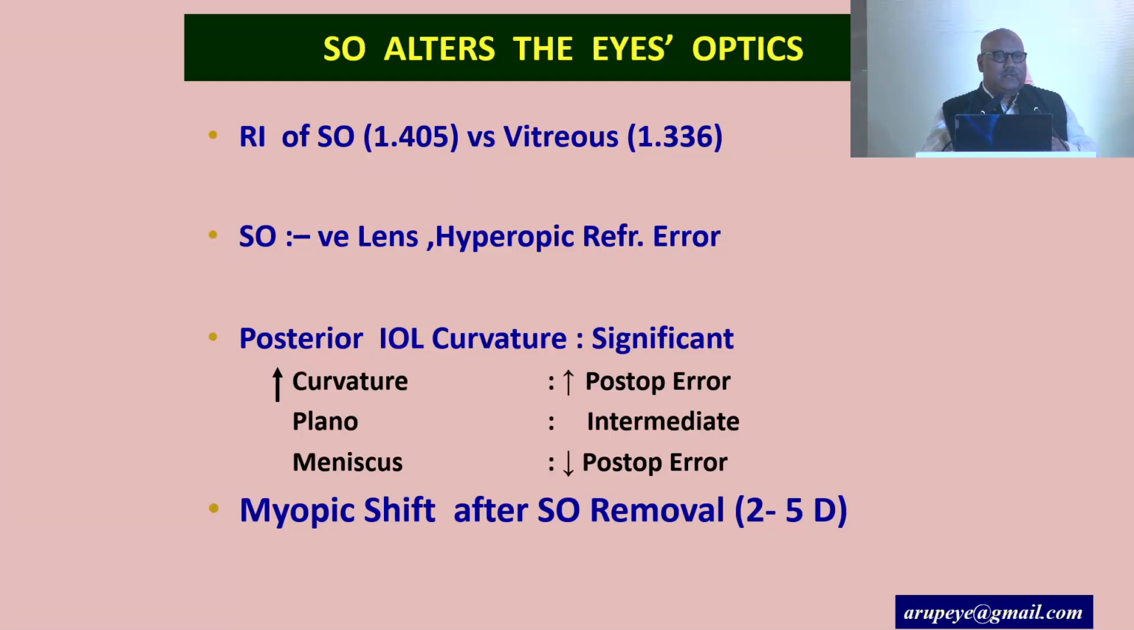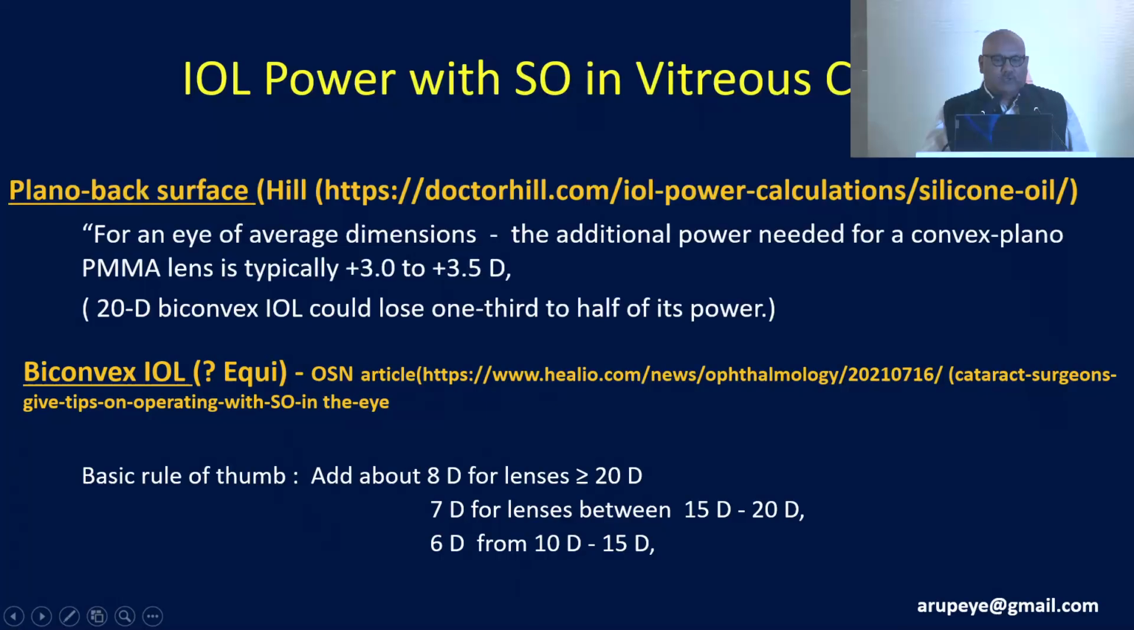Now, it has been shown that the hyperopic changes that happen depend upon the shape of the lens. If you have a biconvex lens with a lot of convexity on the posterior curvature, you have a maximum hyperopic shift. If you have a plano-convex lens, unfortunately, plano-convex lenses are not available in the foldable format now, or a meniscus lens where the posterior surface is concave facing towards the retina, that reduces the postoperative error. So, how do we look for the lens power? How do we fix the lens power?